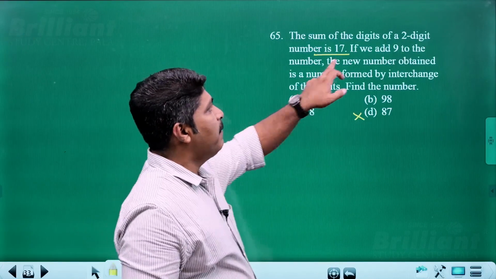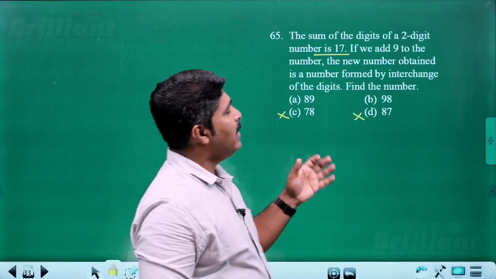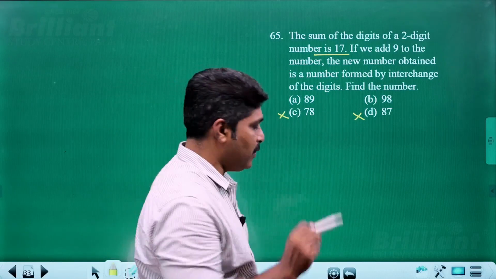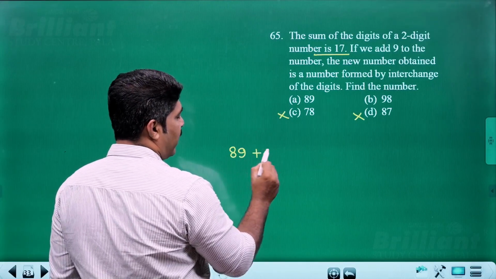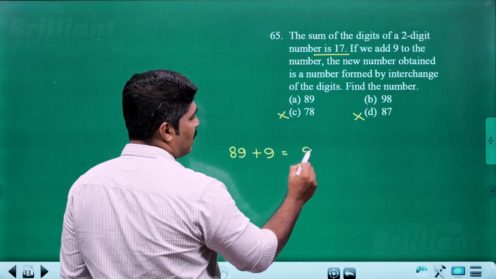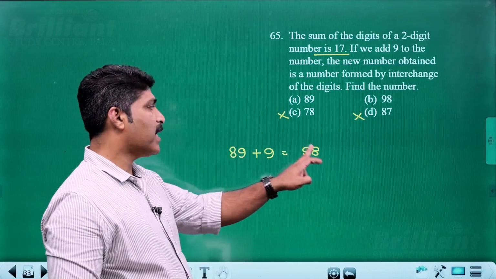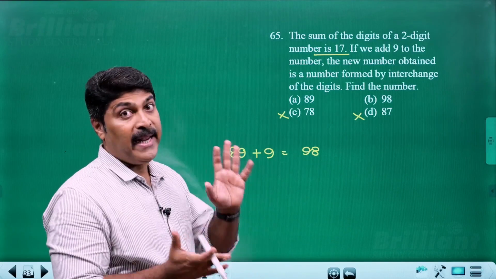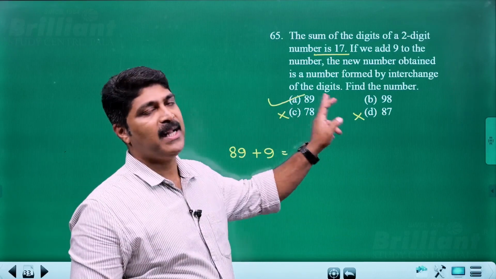Then the next step: if we add 9 to the number, the new number obtained is formed by interchange of its digits. So if we are taking this 89, when we add 9 to this number, what is the resultant here? That is 98. Look at here, 89 becomes 98. Therefore, it's in the reverse order or the interchanged digits. Therefore, it's satisfying both the conditions, hence that's the answer.